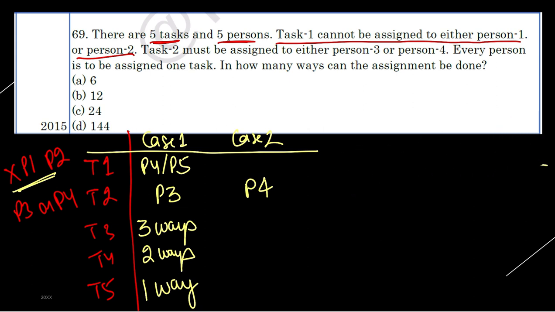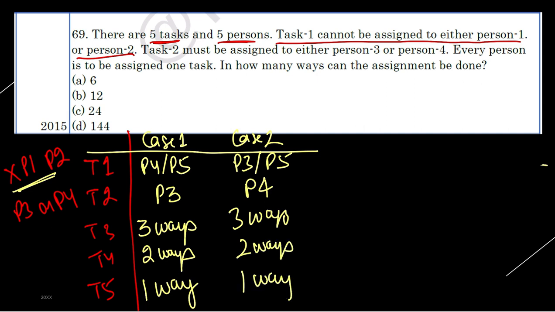When P4 is doing the task, P1 cannot do task number 1, P2 cannot do task number 1, P3 can do task number 1, or P5. Right? So if this is the case, there are 3 people available to do task number 3, 2 people available for task number 4, and 1 person available for task number 5. So these 2 cases are available to you, case number 1 and case number 2, right?